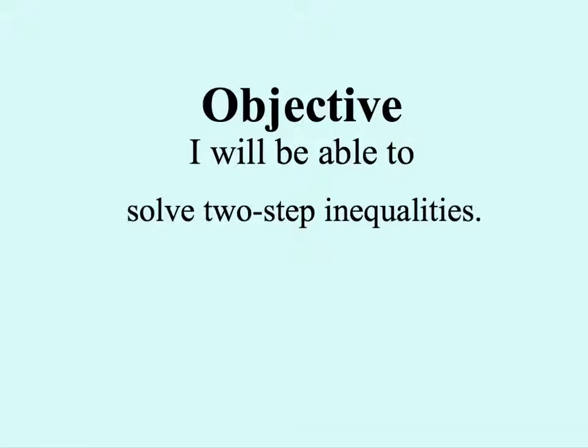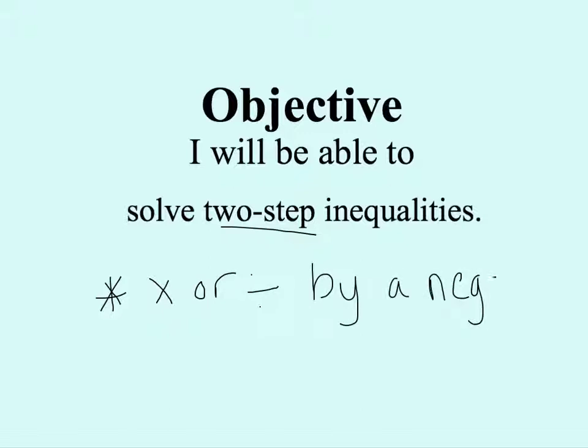So the objective for today is I will be able to solve two-step inequalities. Yesterday we only did one-step inequalities, and we need to recall our rule. The biggest rule that we had is that if we multiply or divide by a negative, then we have to flip the sign.